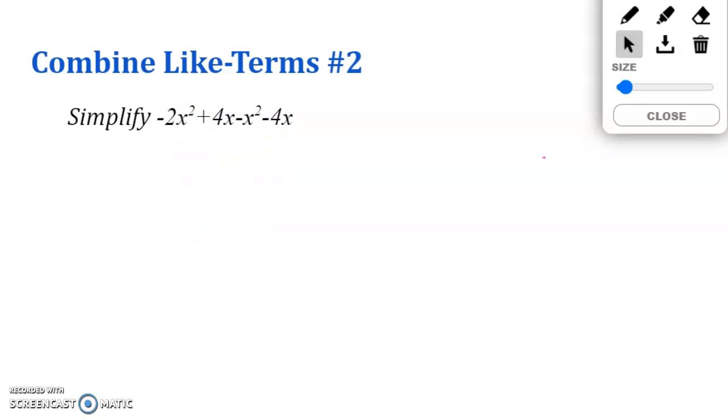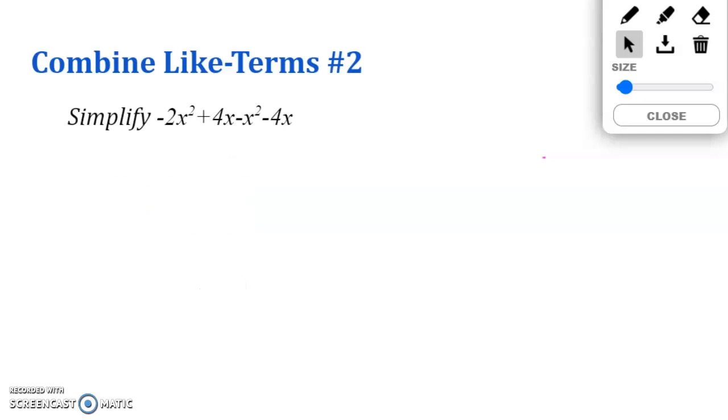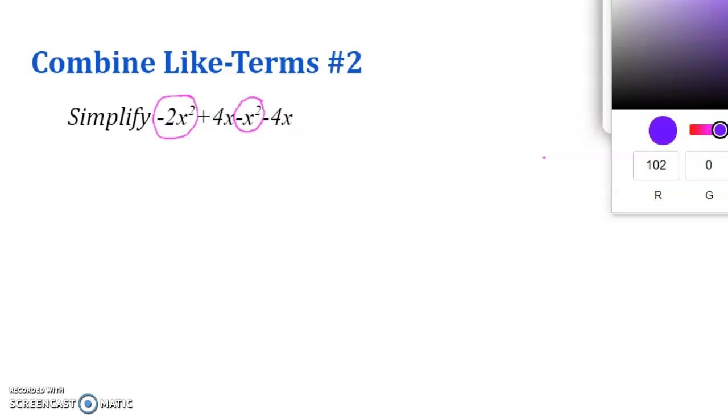Okay, what about this problem? Can you combine the like terms? I know that 2x squared and negative x squared are like terms. So I am going to put, whoops, a circle around it. And notice that I am being very careful to include the negative sign with the x squared. And then I can also put a square around the x's, to combine all the x's.